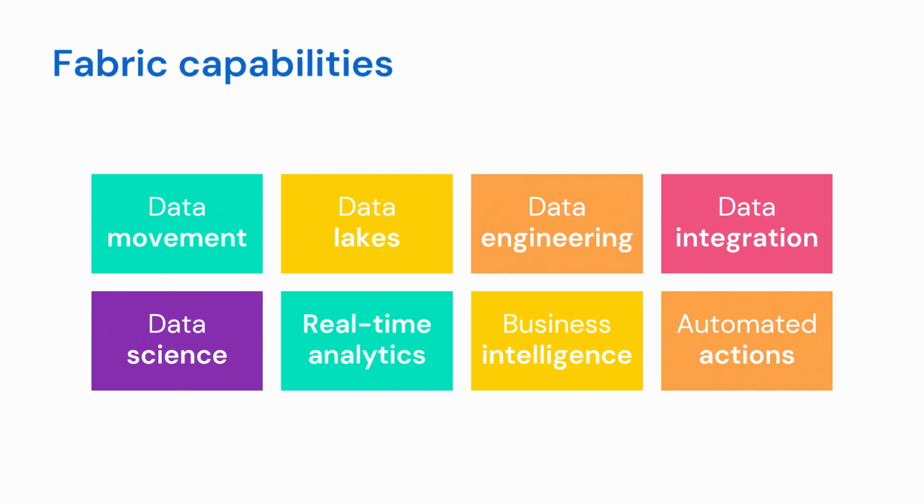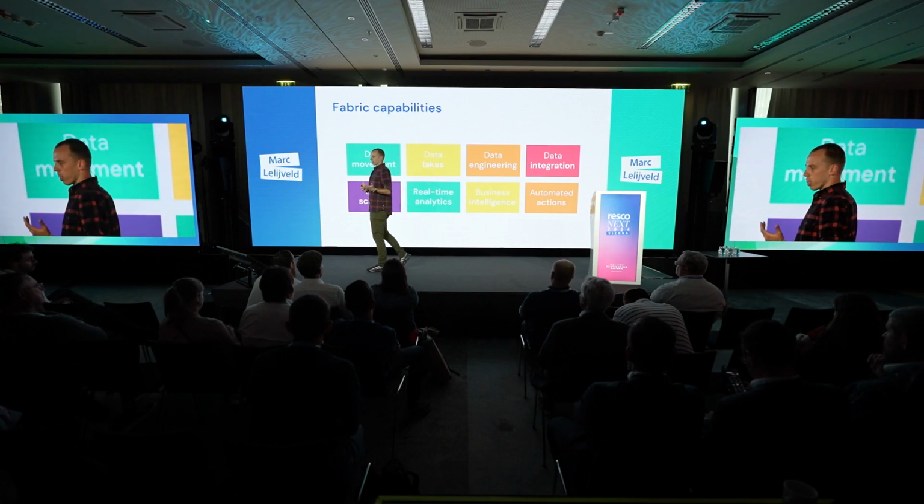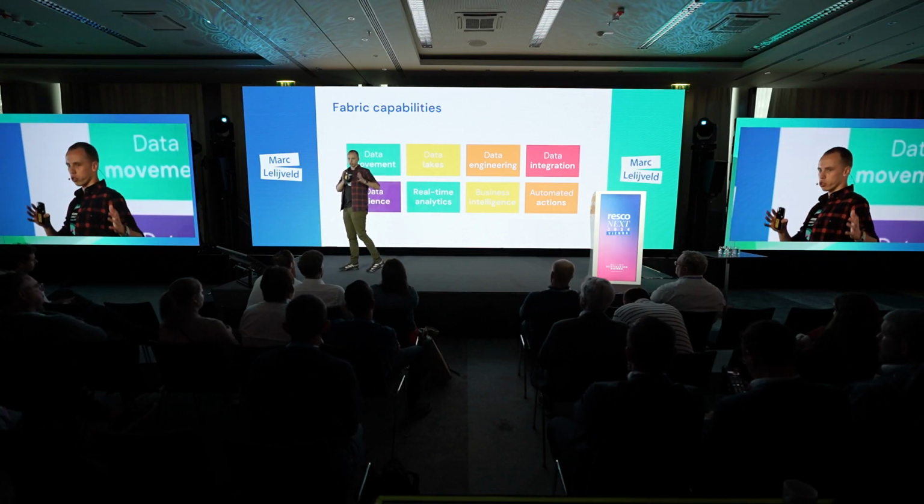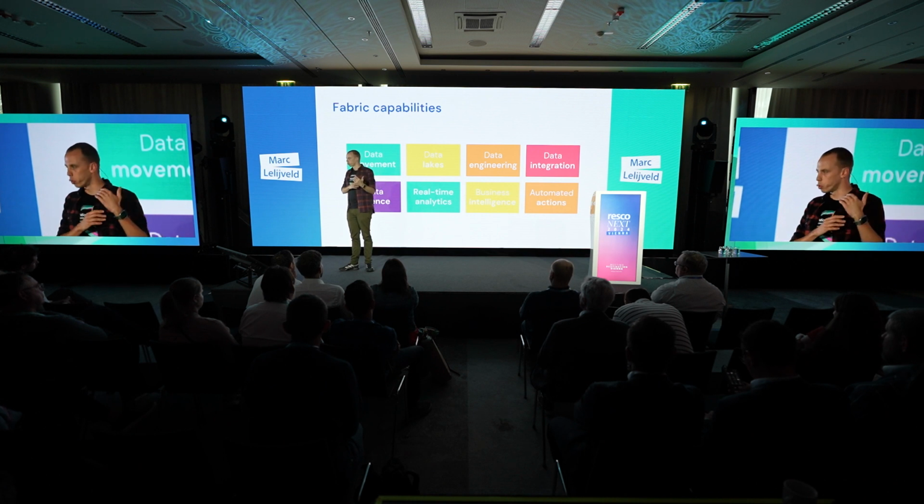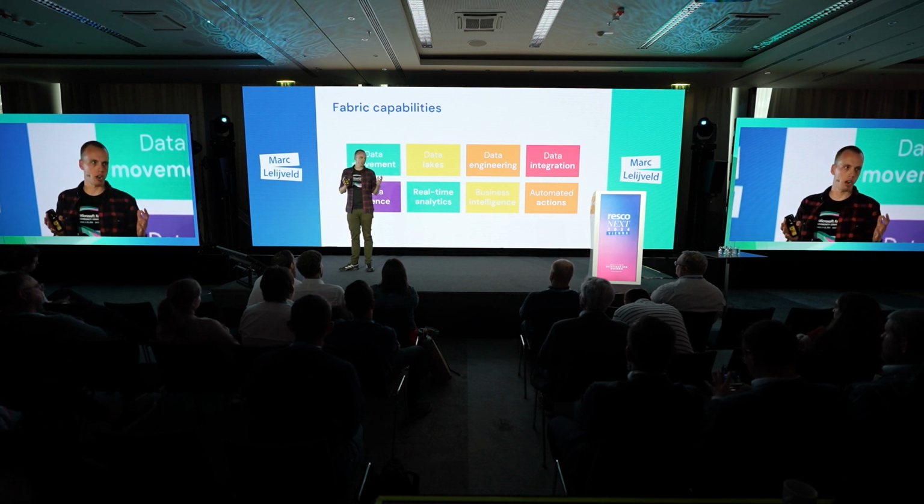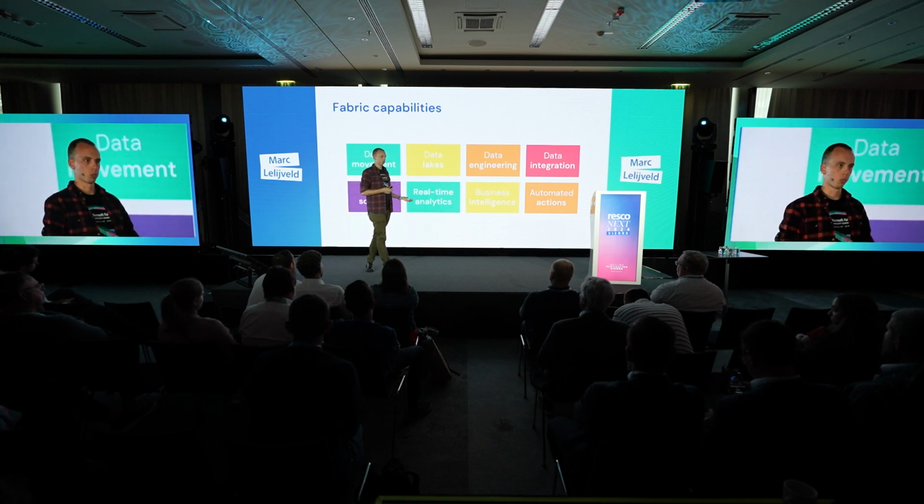Let's start with data movement. Data movement as the first one, just bring data from A to B. I have data maybe on premises, set up a gateway, and I copy all that data into Fabric, into one lake. That's what you would do with Data Factory. Then we have things like data lakes. Data lakes is where we structure it. We put things in schemas, we put it in folders, we make a table structure out of it, so we can easily consume it and read it.